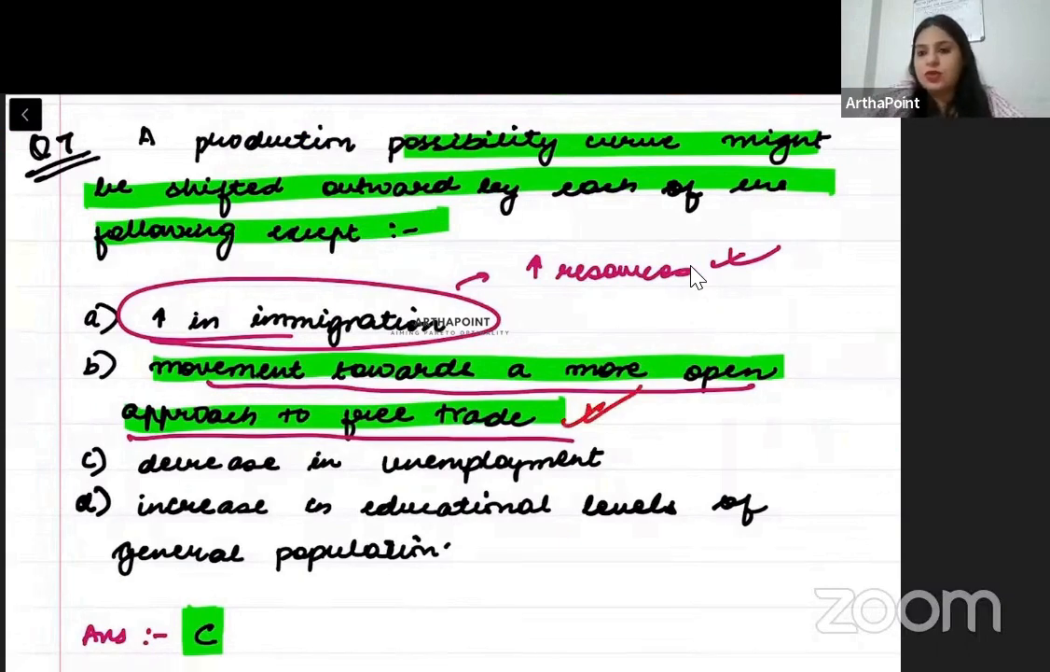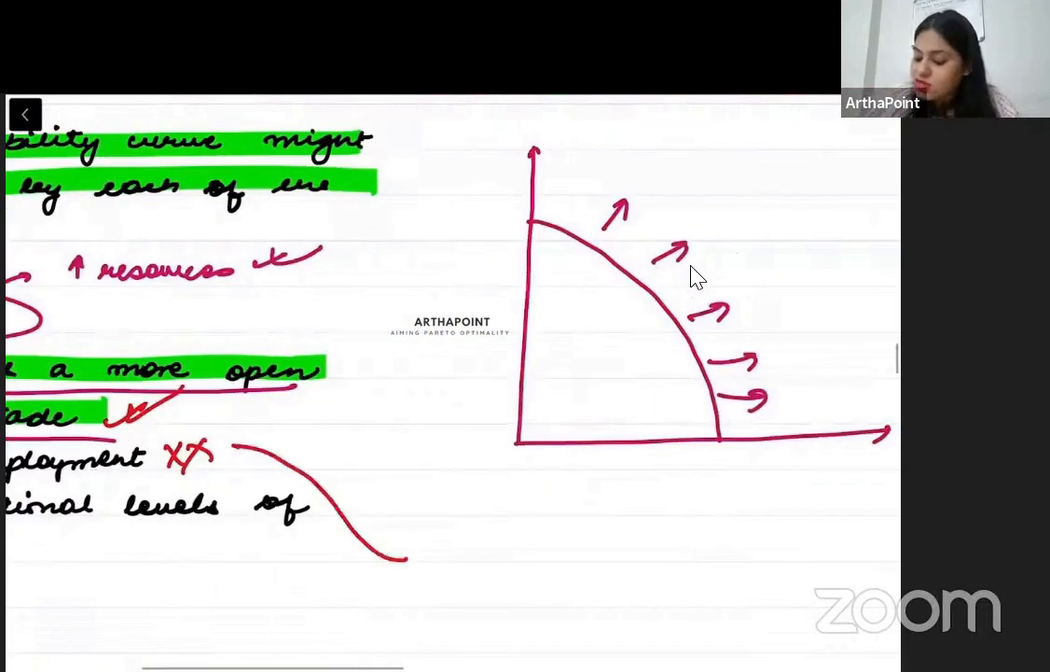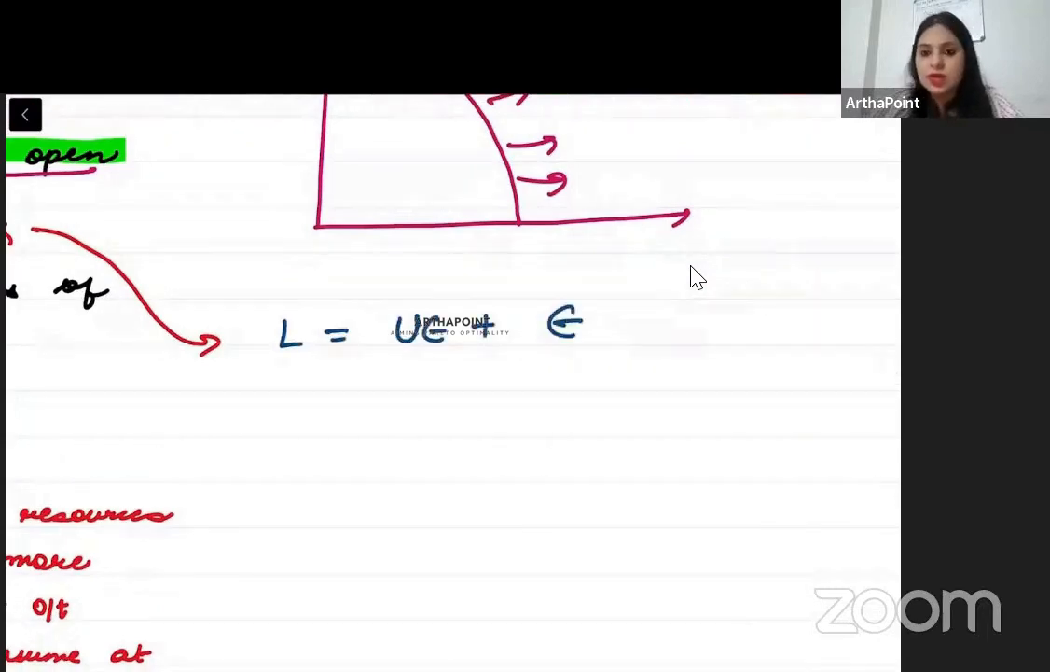Decrease in unemployment. This is incorrect. Why? Because this is not changing my labor force. My labor force is intact. If you notice, my labor force is just unemployed plus employed. Now, if you decrease this, it does not change that. The labor in my economy is the same.